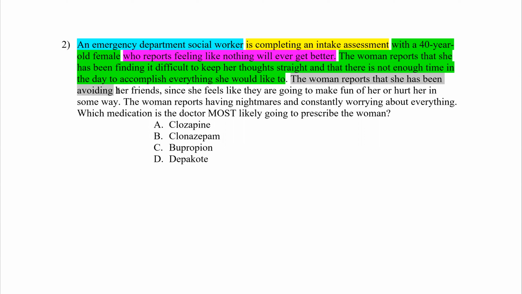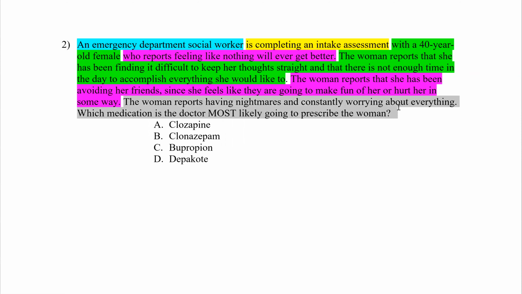The woman reports that she's been avoiding her friends and feels like they're going to make fun of her or hurt her in some way. So maybe some paranoia at that time. And the woman reports having nightmares and constantly worrying about everything. So kind of a detrimental look. Then what medication is the doctor most likely going to be prescribing the woman? So let's define each medication, compare back to the question to see what we're looking at. A, clozapine, which would also be Clozaril, which is an antipsychotic medication.